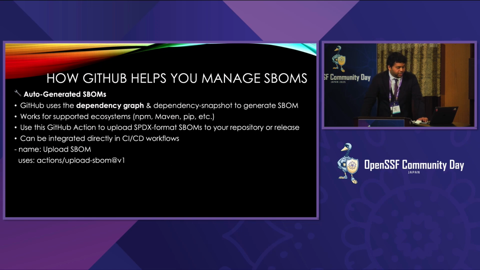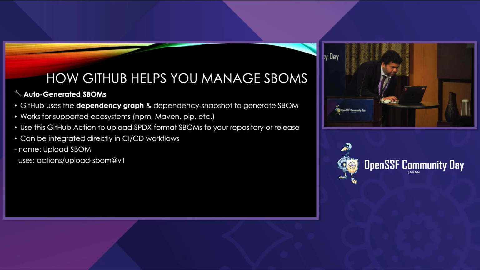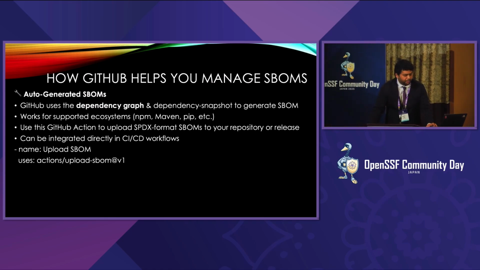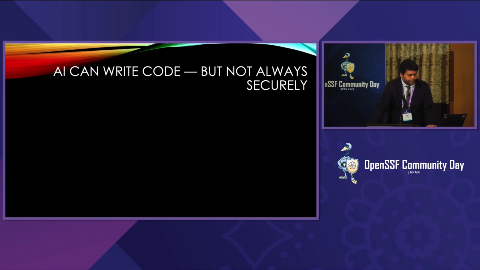Please use the GitHub action. You can upload SBOM. This one is actually not coming, sorry, my bad, this one is actually not coming from GitHub, but from a related package. But I have seen that this SBOM action does work pretty well. Where to find it? Please go to your repository, code, dependencies, dependency graph.